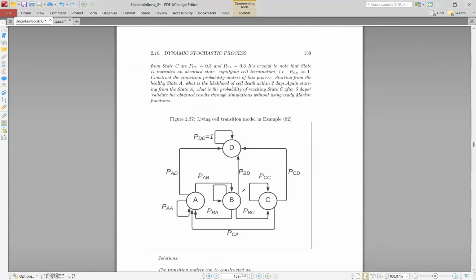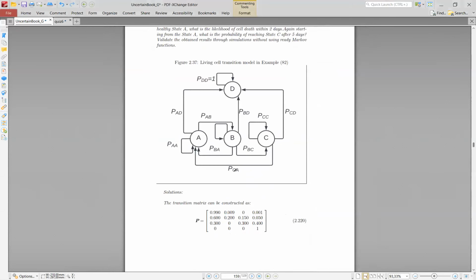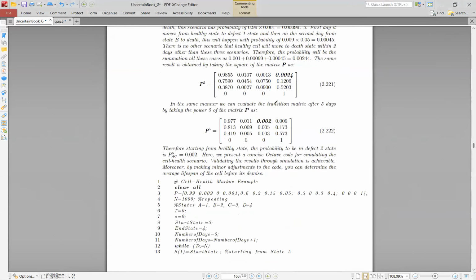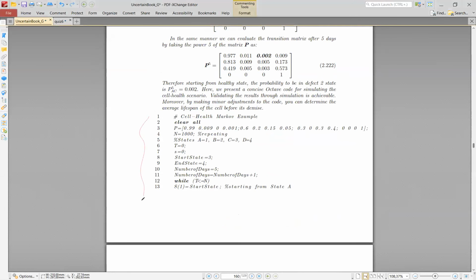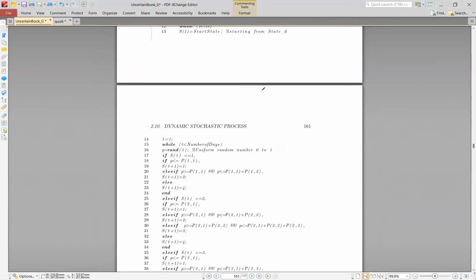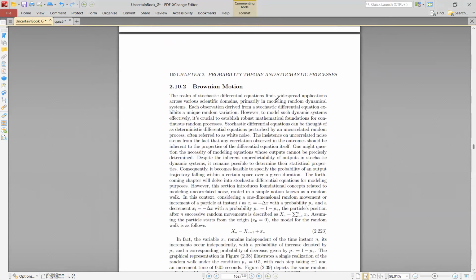There's another example here, so please study this example as well. I also added full Octave code in order to emulate this example. After that, we have the Brownian motion. Actually, Brownian motion, I am not going to give it in this course.